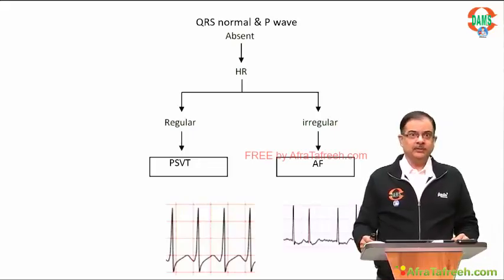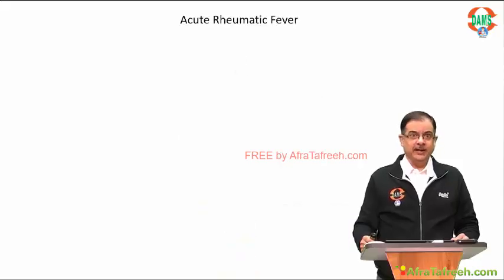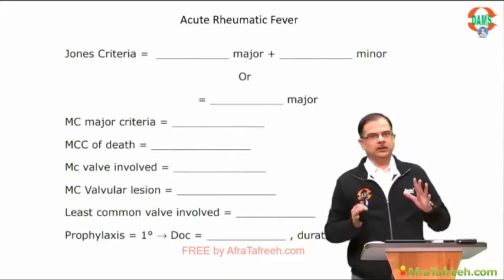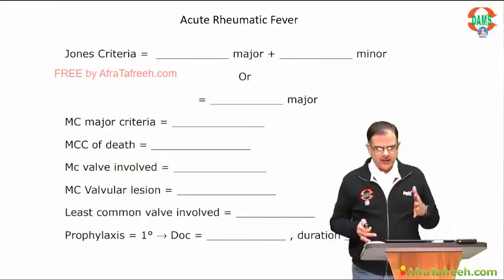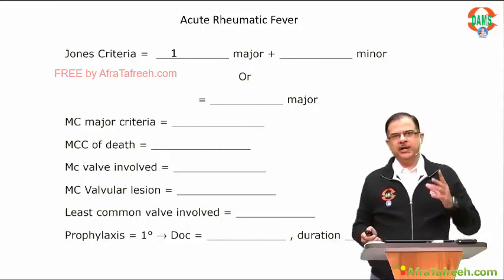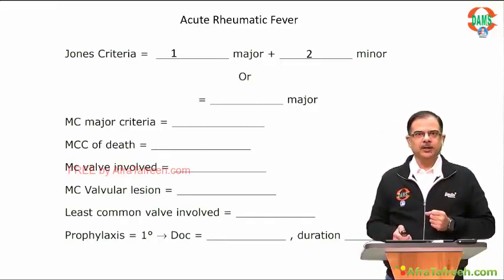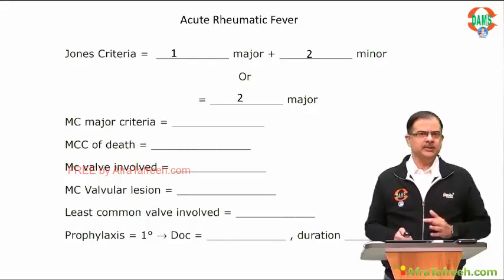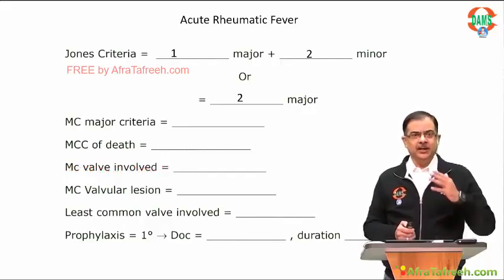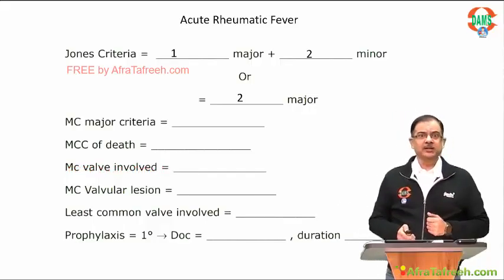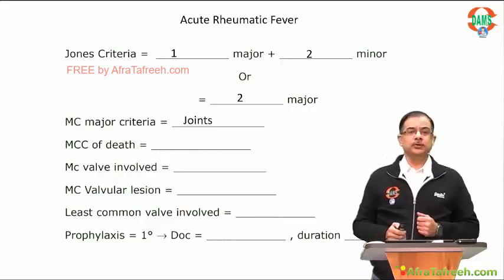Now, the innermost layer, besides the conduction system, we have rheumatic fever, valvular heart disease, and infective endocarditis. So, rheumatic fever, these are the traditional criteria, the Jones criteria. For proving a diagnosis of rheumatic fever, we should have 1 major criterion plus 2 minor, or 2 major criteria. There is no change in the criteria. The most common major criterion is the involvement of joints.